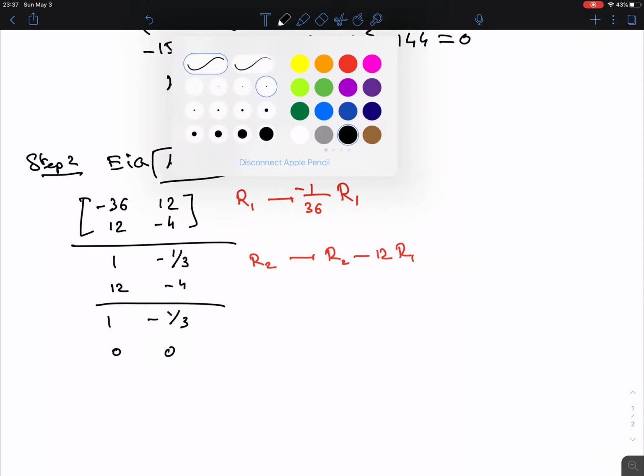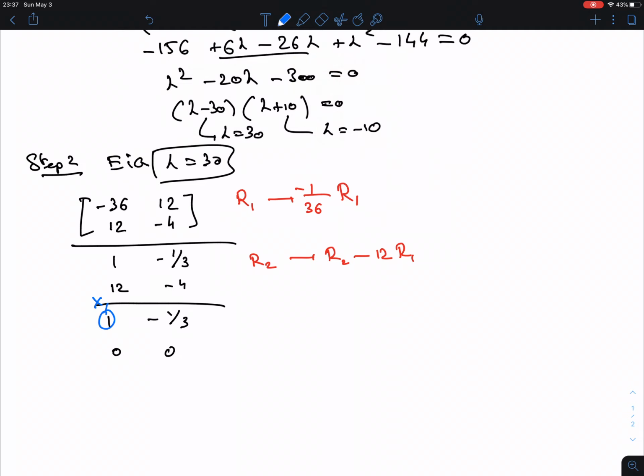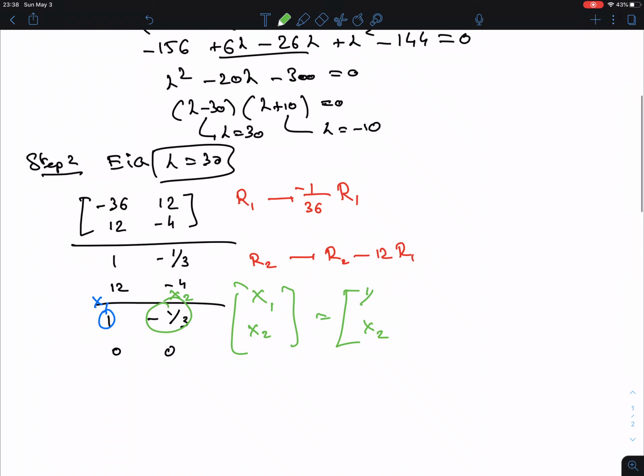Okay. So this means we have a pivot variable and a free variable. So (x1, x2) is equal to x2 times (1/3, 1), where x2 is the free variable and x1 is equal to 1/3 of x2.